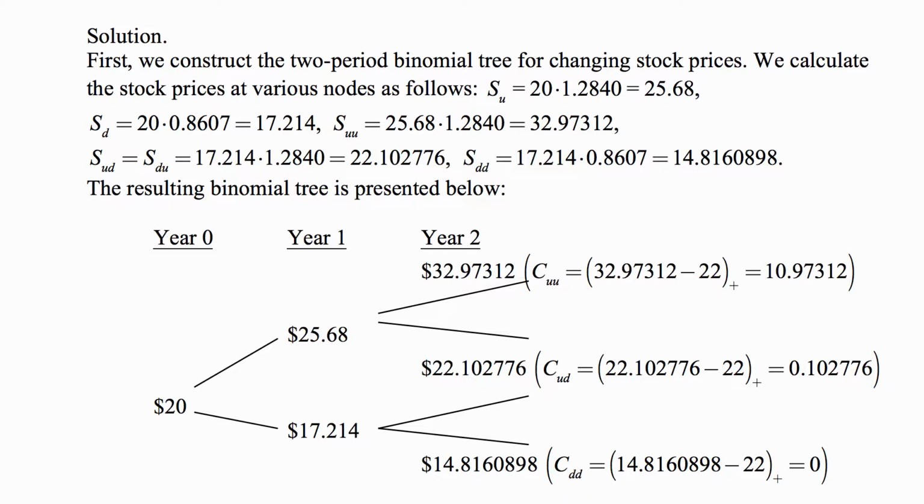are the payoffs of the option. It's a call option with the exercise price of 22, giving you the right to buy the stock at 22. And the value of that option after 2 years is always the excess of the price of the stock over 22. So after two up moves, that ends up being 10.97312. After up-down or down-up, in either case, that ends up being 0.102776. But if the price falls to 14.81609898, then the call is worthless because you can buy the stock in the market for much less than 22.